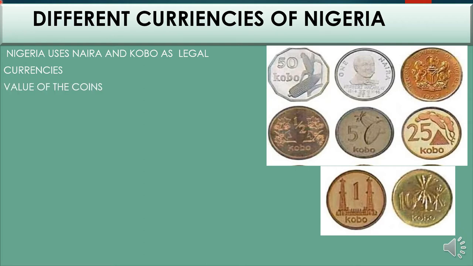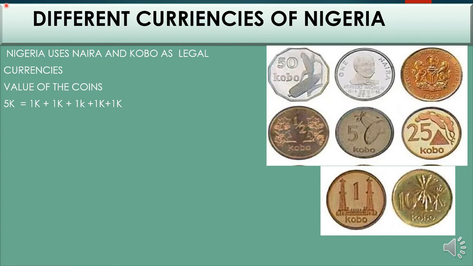Now, let's look at the value of coins. Now, for 5 kobo, let's see how many 1 kobo we would get. We have 1, 2, 3, 4, 5. So, 5 of 1 kobo will give us 5 kobo. If we bring 5 of these 1 kobo, we are going to get 5 kobo.